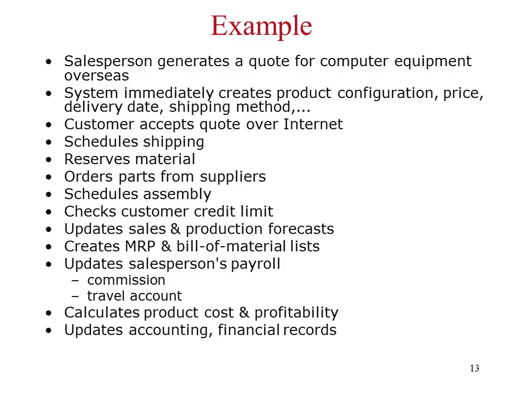So basically, there's MRP and the bill of materials list. You would update payroll, you would update some forecasts of profitability and so on, and of course update records. And this is done with one click. The user just wanted to generate a quote, and here you go. All the things are done automatically, all of them involving different cycles of business. So this is a very powerful feature of ERP. It can do really a lot.